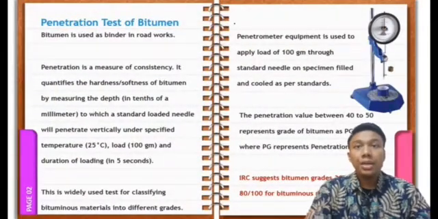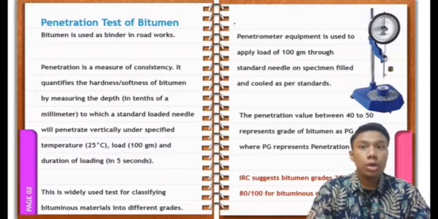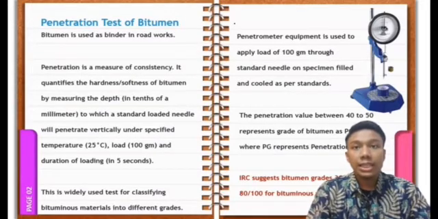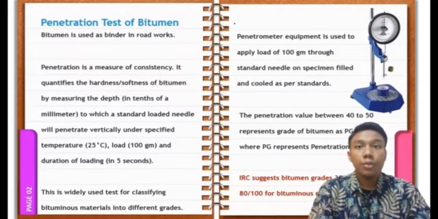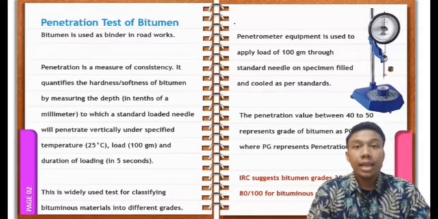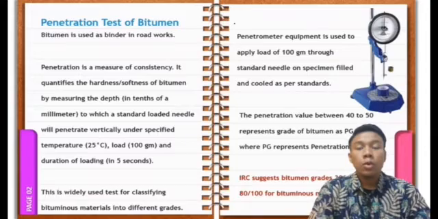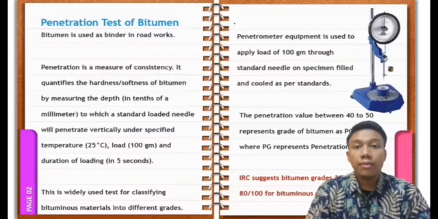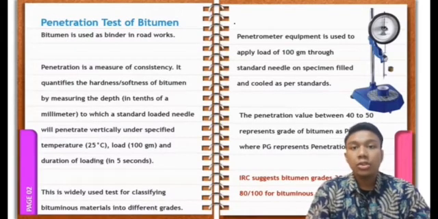Okay, what is the penetration test of bitumen? Bitumen is used as a binder in road works, and penetration is a measure of consistency. It quantifies the hardness or softness of a bitumen by measuring the depth, in tenths of a millimeter, to which a standard loaded needle will penetrate vertically under a specific temperature, which is 25 Celsius, a load of 100 gram, and a loading duration of 5 seconds. This is a widely used test for classifying bitumen material into different grades.